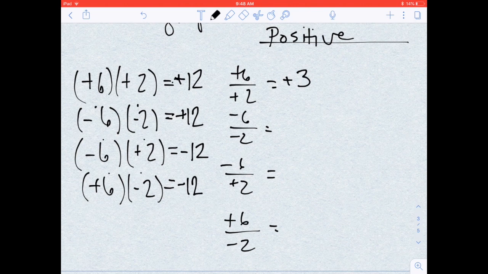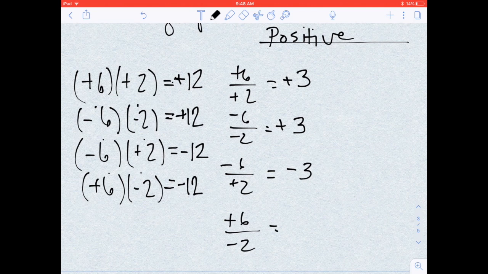-6 times -2, or -6 divided by -2. I have two negatives. It's even. I'm going to end up with a positive answer. -6 divided by +2. I have one negative, an odd number of negatives. Negative answer.